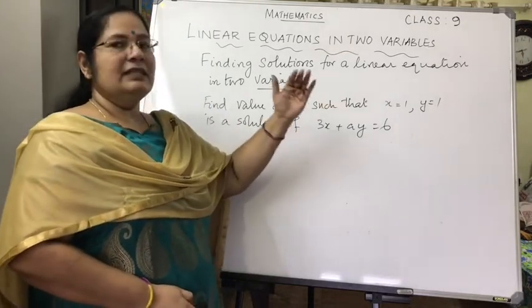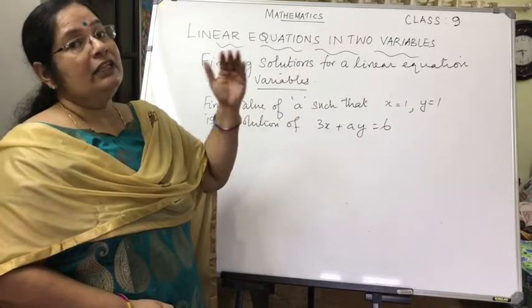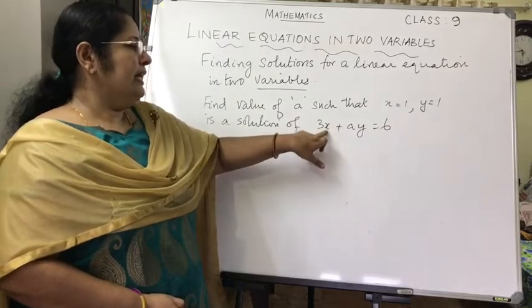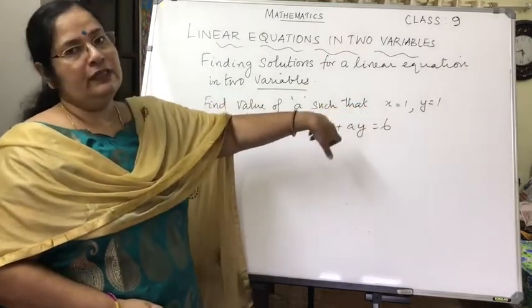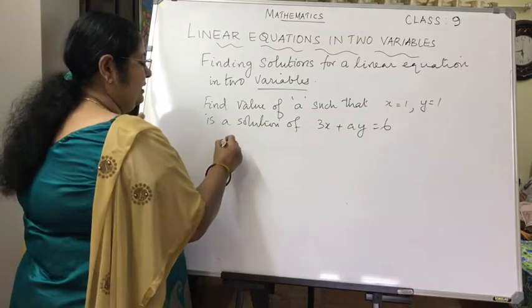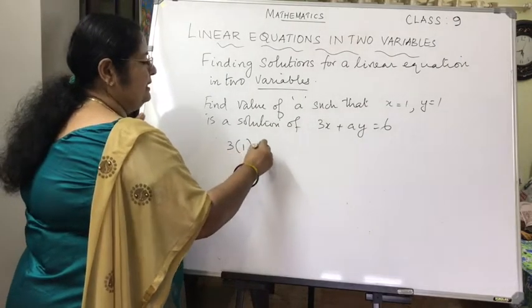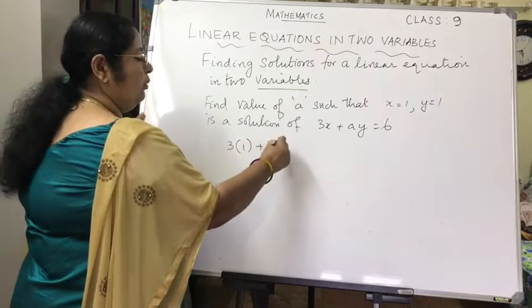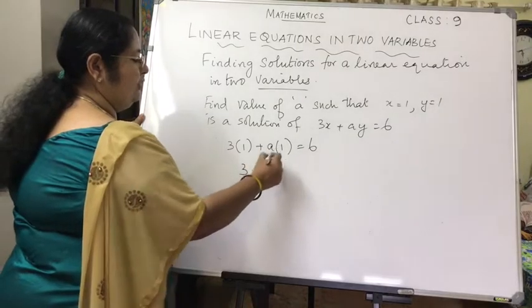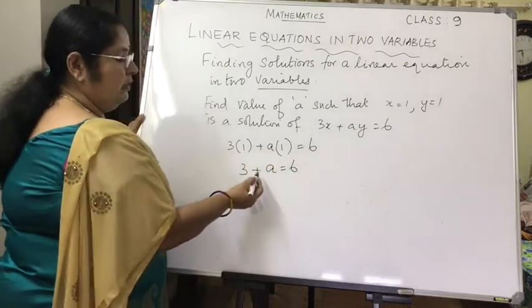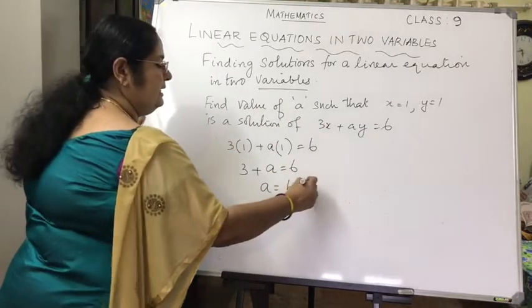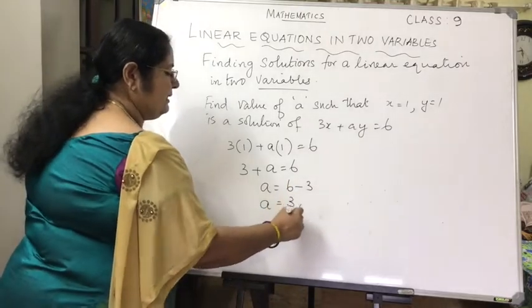Now how are you going to do this? It's already given for us. Value of x is 1 and value of y is 1. That is, the solution is 1, 1. So what will you do here? Instead of x and y, you will substitute those given values because it is a solution. So substituting x equals 1 and y equals 1 in this equation, what do you get? 3x becomes 3 into 1 plus a into, instead of y you will be putting 1, a into 1 equals 6. So 3 into 1 is 3 plus a into 1 is a equals 6. Now can't you find out the value of a? a will be equal to 6, transpose 3 to the other side, 6 minus 3, so a equals 3.